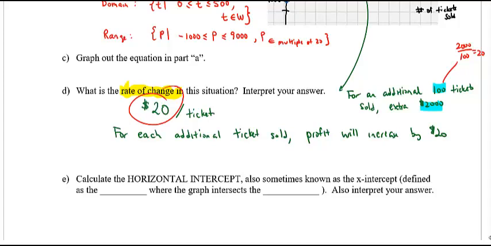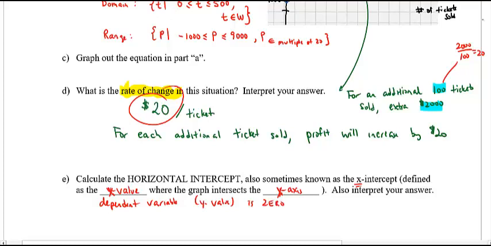Now, the last thing is calculate the horizontal intercept, also known as the X-Intercept. And how do we find that? Well, that's the Y value where the graph intersects the Y-axis. Oh, wait a minute. Horizontal. Sorry. X value. X-axis. What am I thinking? X, right? So the idea here is the dependent variable, or the Y value, is 0 in this situation.